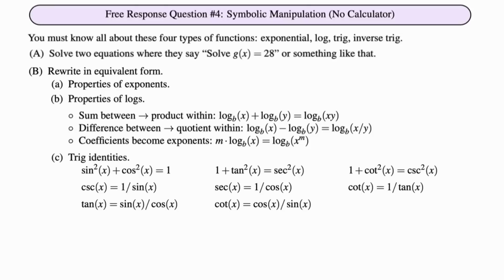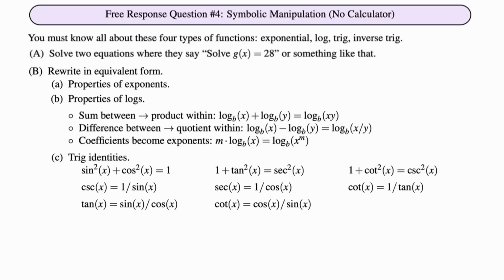For part B, you just have to rewrite things. So either you're rewriting things with exponents and they specify the way it should look, or you're rewriting things with logs and they'll always say write your answer in the form log base 2 of expression or something like that. They'll also say no negative exponents. They're just going to tell you what to do.